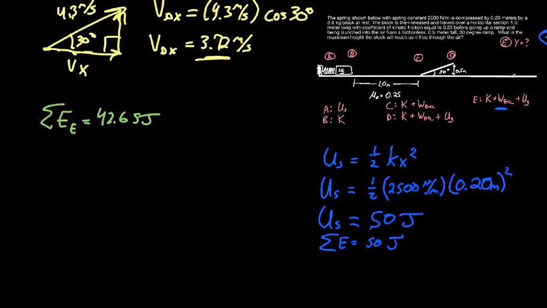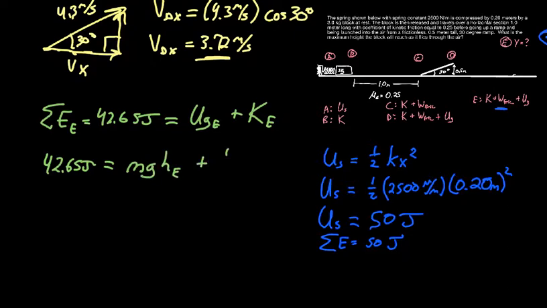And at point E, that thing is both moving, so it has kinetic energy, and up higher than the zero height we defined, so it has gravitational potential energy. So that 42.65 is divided between those two forms. So U_G at E and K at E. And then we can write that as 42.65 joules is equal to mgh, height at E, plus 1/2 mv at point E squared.